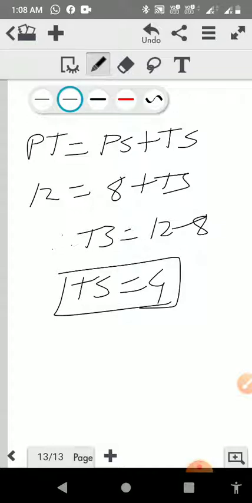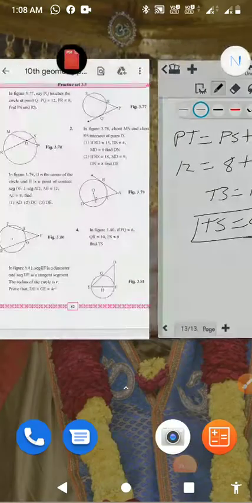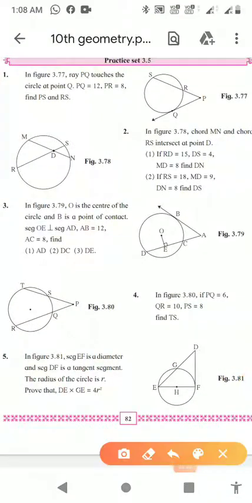The only thing is that we have to know which theorem to use. Within a fraction of a second you have to know which theorem to select, then you can solve the problem. And this happens only when you solve problems from all solved and unsolved types. The more you practice, the more quickly you will be able to solve the question. Now we will solve the next question from this set, that is question number 5.